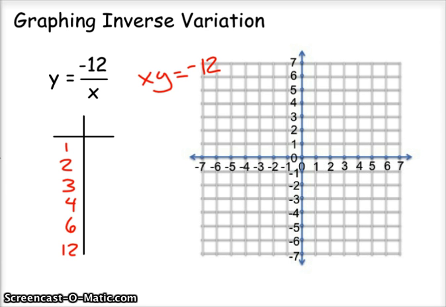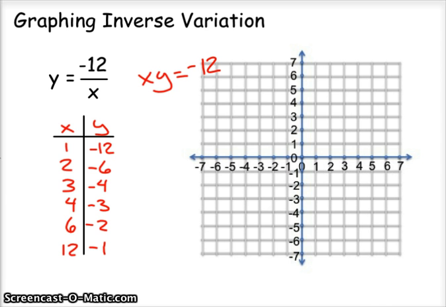And so here's my x, here's my y: 1 times a negative 12, 2 times a negative 6, 3 times a negative 4, 4 times a negative 3, 6 times a negative 2, and 12 times a negative 1. Notice we are getting quite a few options here. On your homework, just stick to all the values that are going to be less than 15.